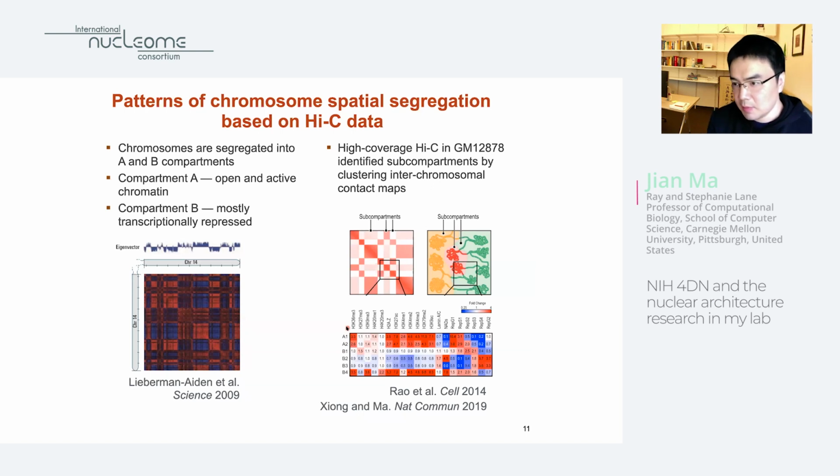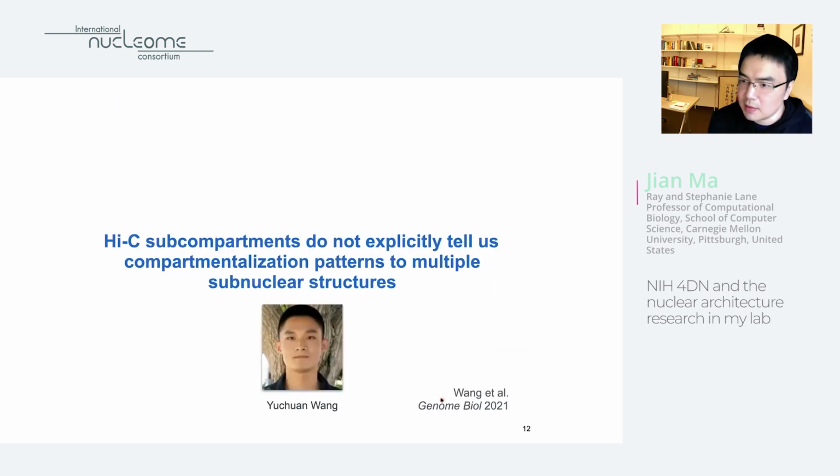And this method needs very high coverage. Later on, a graduate student, Kyle, in my group developed a machine learning method that can enhance the signals for low coverage and modest coverage Hi-C data sets so that you can also call subcompartments. But this is still not ideal, as there's a major gap between what these Hi-C compartments are offering and what we really would like to know about the interaction between chromatin and other subnuclear structures, because Hi-C subcompartments do not explicitly tell us the compartmentalization patterns relative to multiple subnuclear structures.